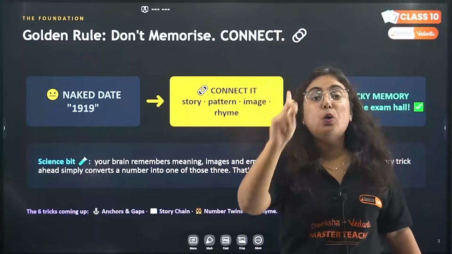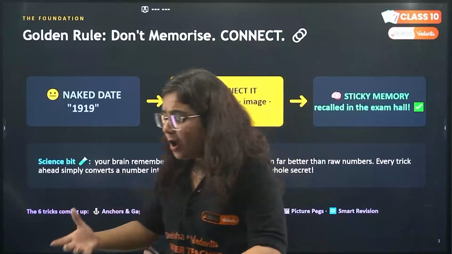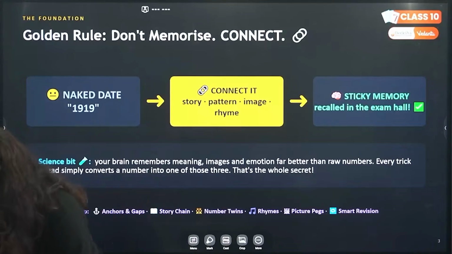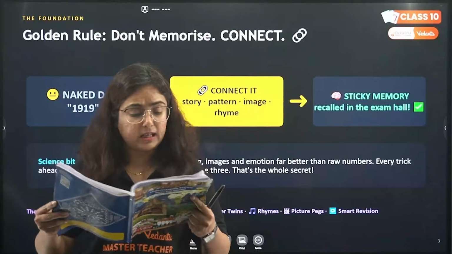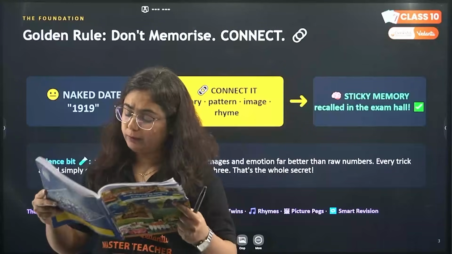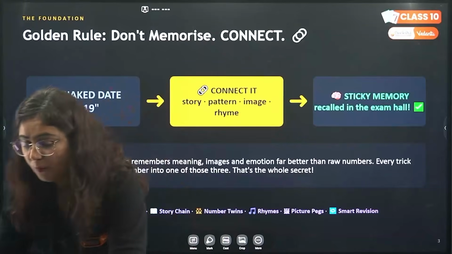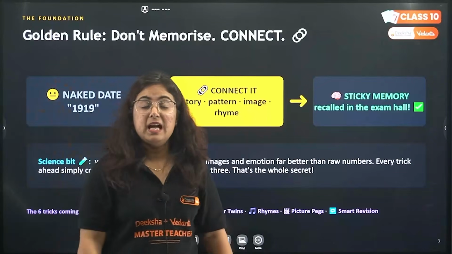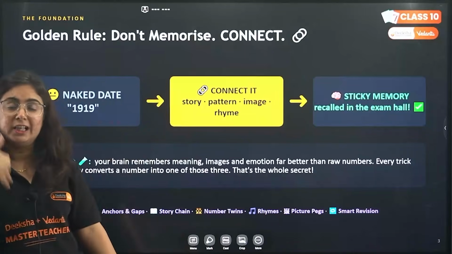First of all, don't just memorize. Don't do that rote repetition, opening the book, seeing a date and going 1919, 1919 this came, 1919 this happened. 1915 Mahatma Gandhi came to India. What will happen? It will go from your mind. Rather, connect it with a memory, connect it with a picture, connect it with a pattern.